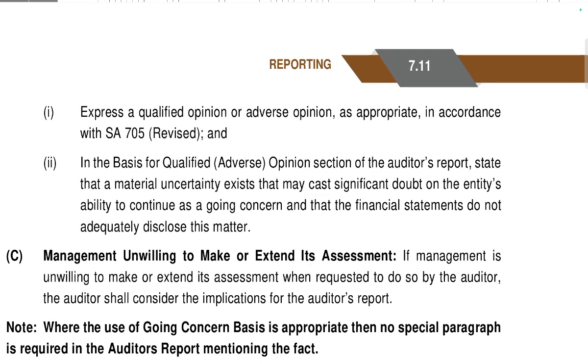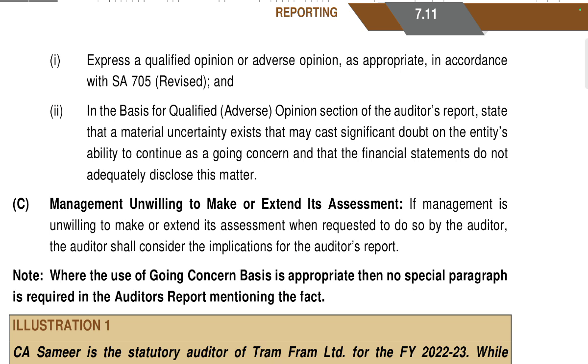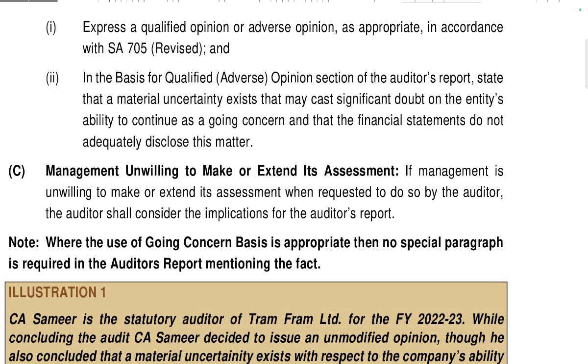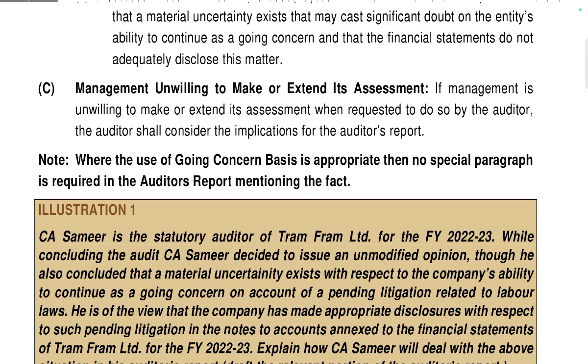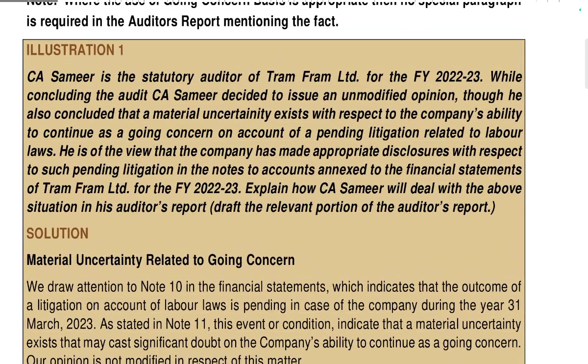On the basis of the qualified or adverse opinion section of the auditor's report, state that a material uncertainty exists that may cast significant doubt on the entity's ability to continue as a going concern, and the financial statements do not adequately disclose the matter. Management unwilling to make an assessment: if management is unwilling to make an assessment when requested to do so, the auditor considers the implication for the auditor's report. Where the use of the going concern basis is appropriate, there is no special paragraph in the auditor's report mentioning the fact.